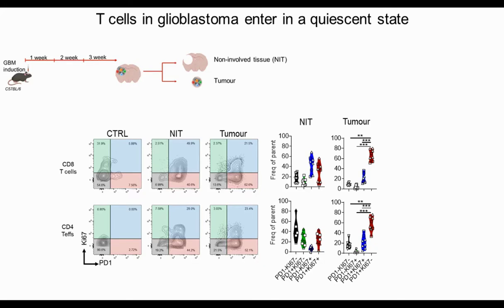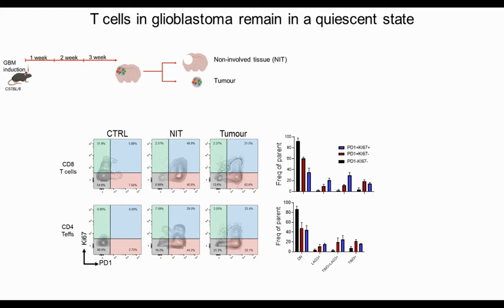PD-1 positive, Ki67 negative, suggesting that for some reason we are still trying to understand, these cells accumulate in the tumor, they express PD-1, but they stop proliferating. So they are probably entering a quiescent or dysfunctional state. And more interestingly, when we look at the expression of other classic markers of exhaustion such as LAG3 and TIM3, we can see that most of these cells are negative for these markers. So what we believe is that in glioblastoma, T cells enter a very particular state of dysfunction that could be different from what we have seen in other types of tumors.